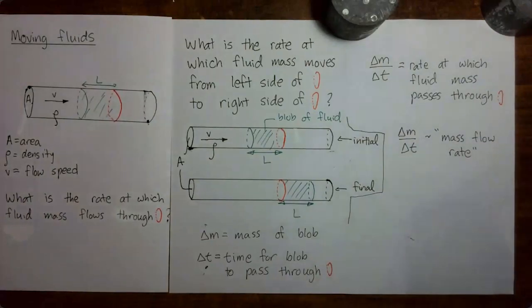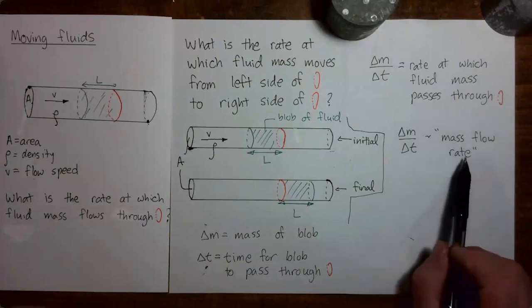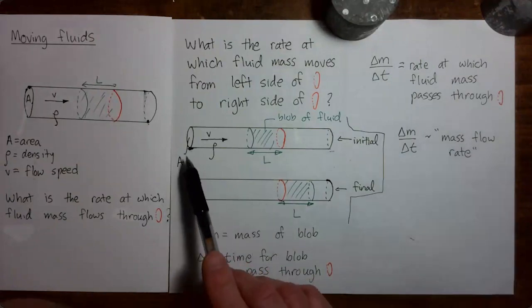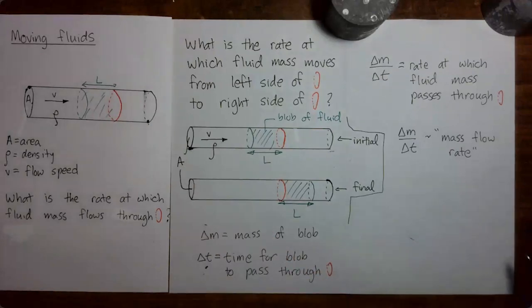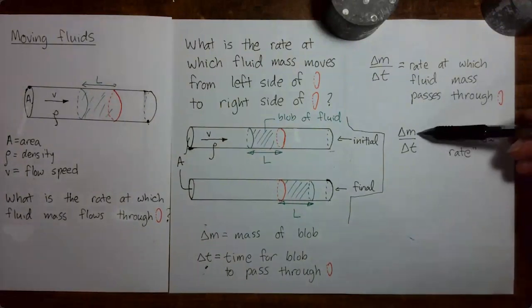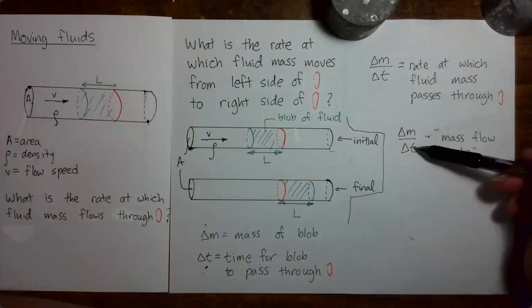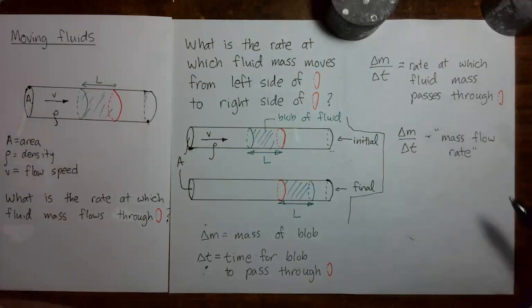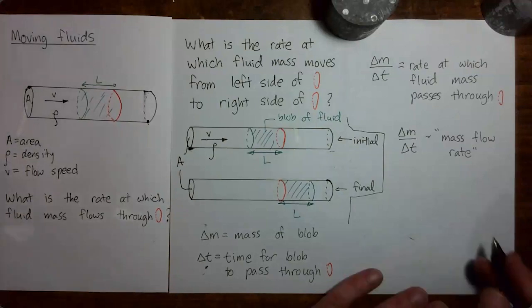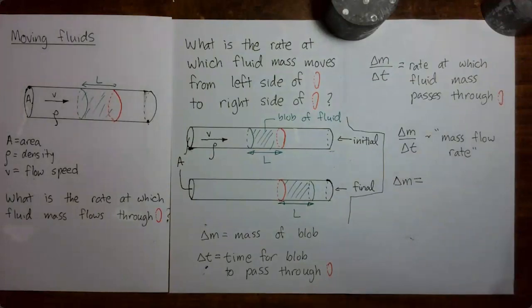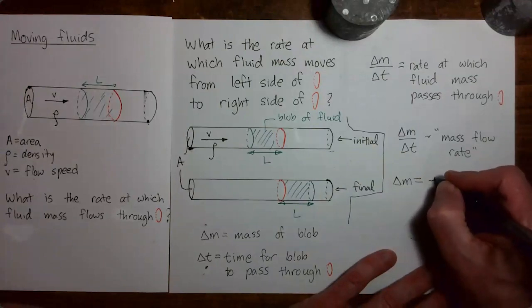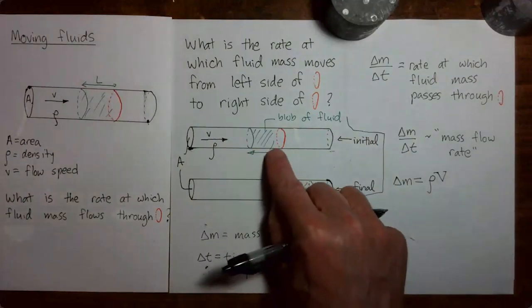Okay, so now we would like to try to get an expression for the mass flow rate in terms of the cross-sectional area of the pipe, the flow speed v, and the density ρ. We're going to do this by first getting an expression for delta M, then getting an expression for delta T, and then dividing. So first of all, what would be the mass of the blob? We learned in the previous module that the mass of anything would be the density of that material multiplied by the volume. So what would be the volume of this blob?